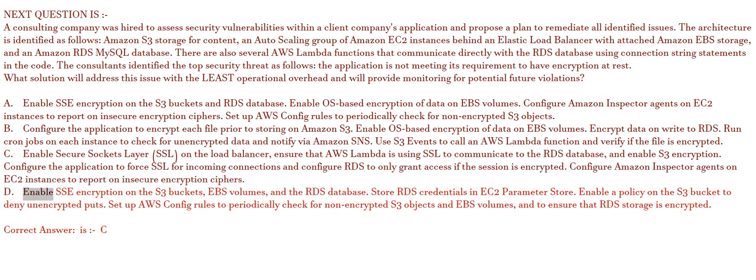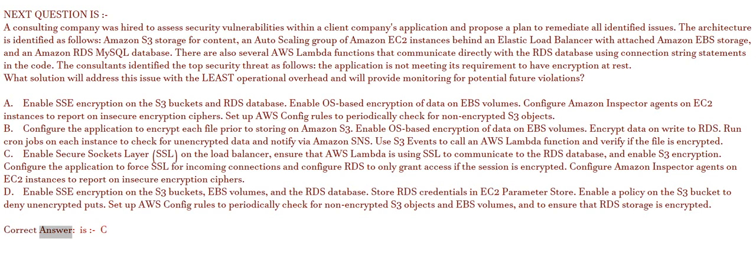D. Enable SSE encryption on the S3 buckets, EBS volumes, and the RDS database. Store RDS credentials in EC2 Parameter Store. Enable a policy on the S3 bucket to deny unencrypted puts. Set up AWS Config rules to periodically check for non-encrypted S3 objects and EBS volumes, and to ensure that RDS storage is encrypted.